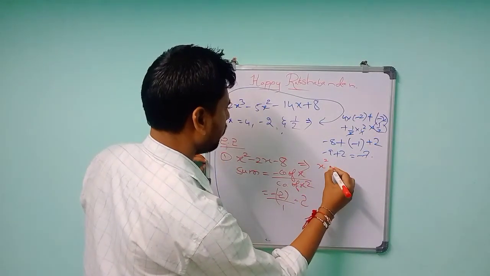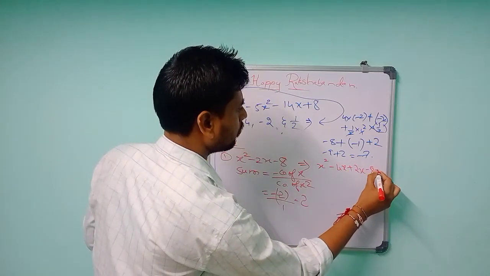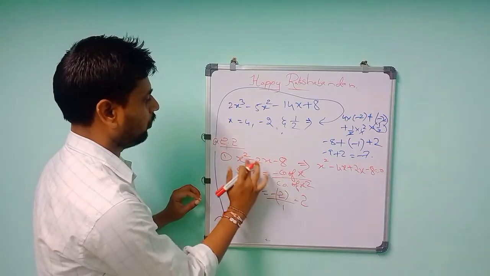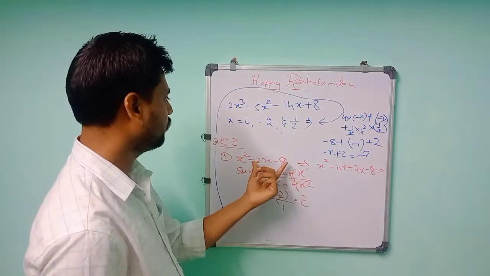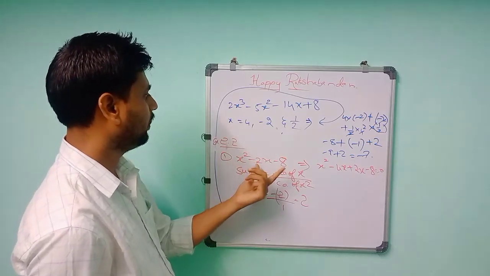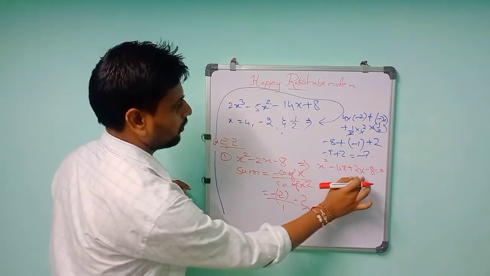So x square minus 4x plus 2x minus 8 is equal to 0. You can write this one as 1 into 8. So 8 should be split as 4 into 2. Then minus 4x plus 2x is minus 2x, and the constant is minus 8.